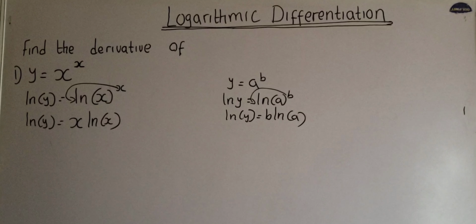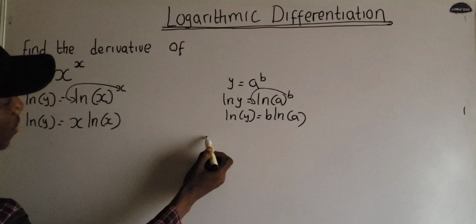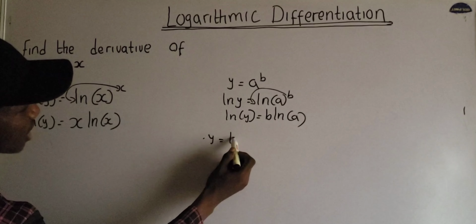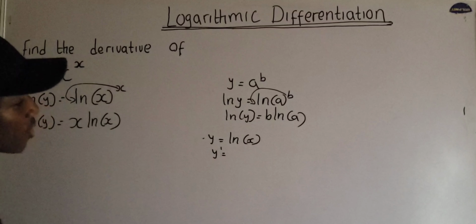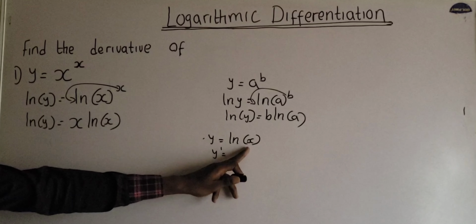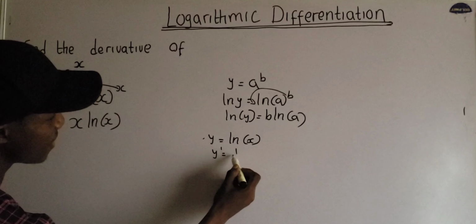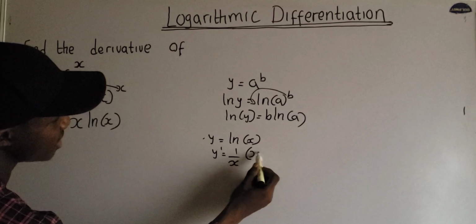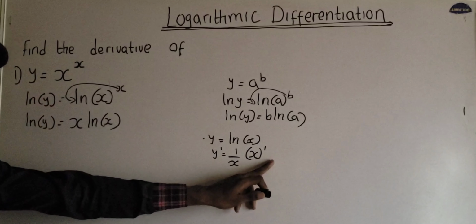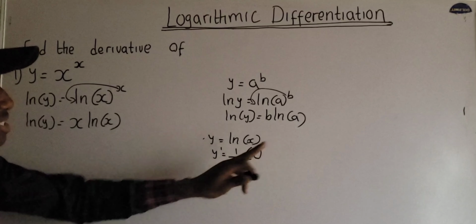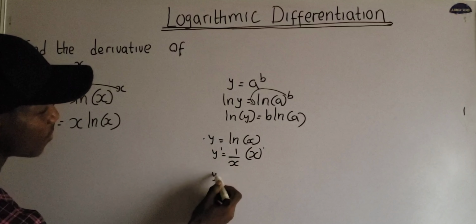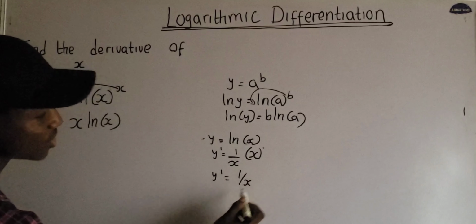And don't forget, if we take the derivative of y equals the natural log of x, the derivative is the inverse of the function inside the bracket, so I'm going to have the inverse of x multiplied by the derivative of x. If I differentiate x, I'm going to have 1. So the derivative of y equals 1 all over x.